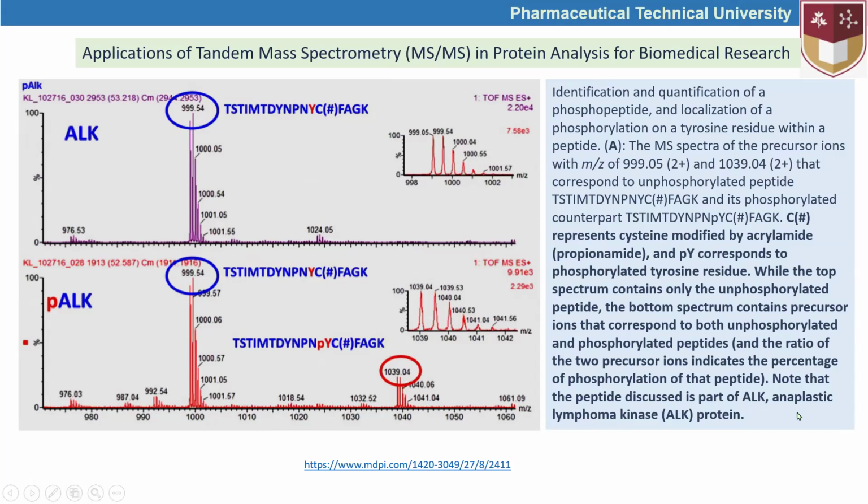So as we read more scientific papers, we can see how effectively we can use mass spectrometry in research, in biomedical research, in pharmaceutical research, and other fields of research, including environmental sciences.